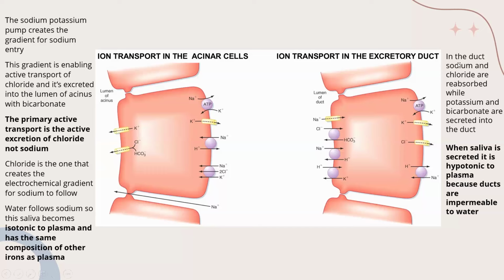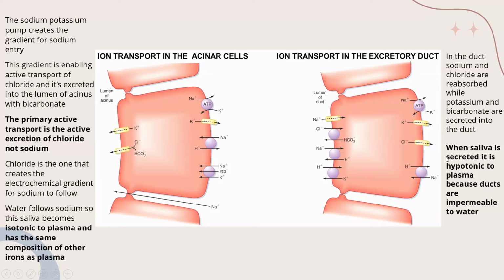Now in the excretory duct, the sodium and chloride are reabsorbed here, and the potassium and bicarbonate are secreted. The potassium and the bicarbonate are secreted, and then the chloride and the Na are reabsorbed. This is very important to know.